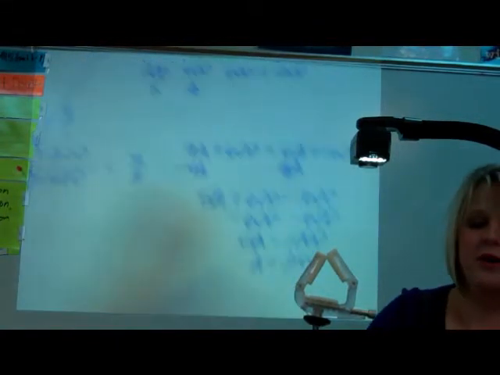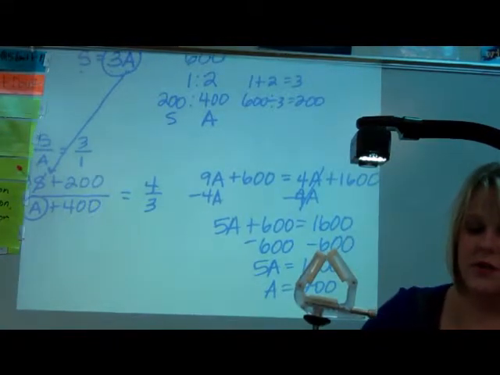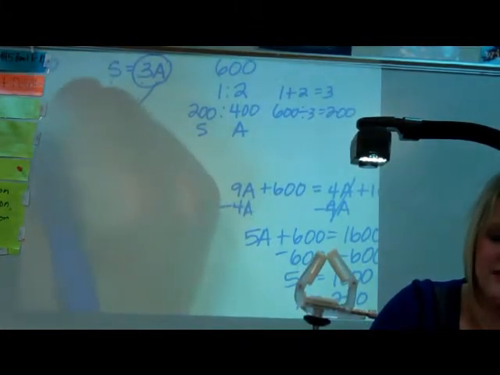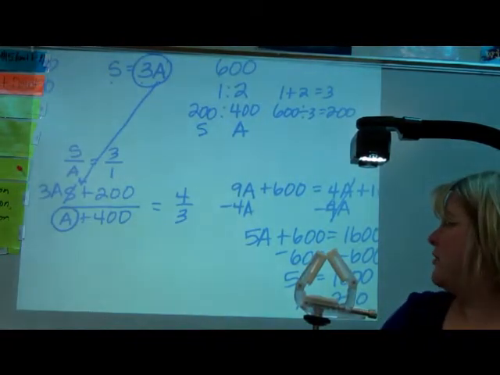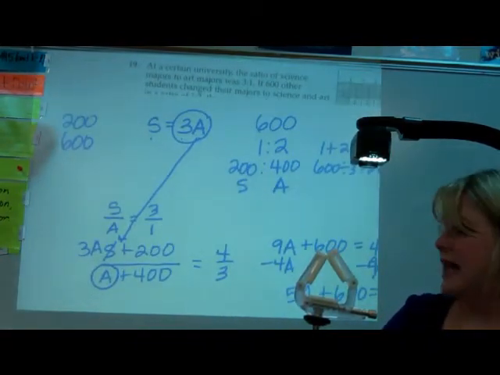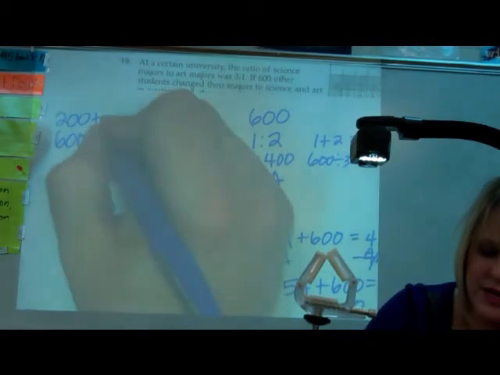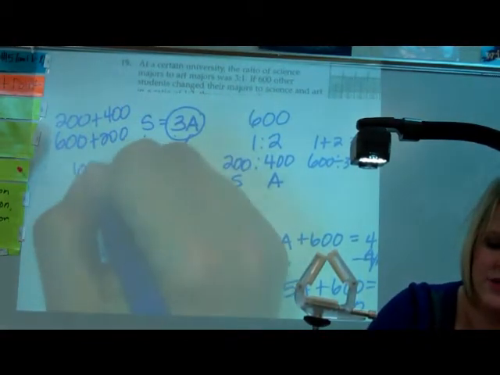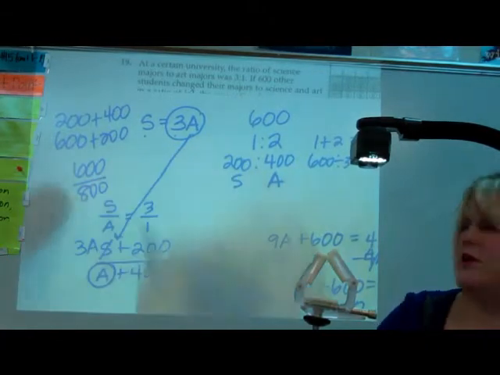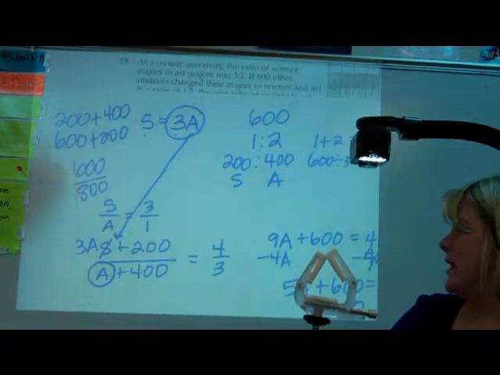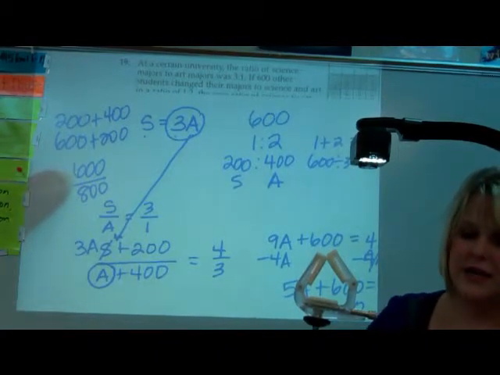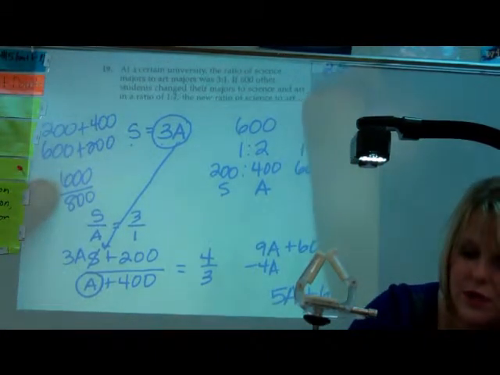So you can go back up here and plug in and make sure that this works. So we're saying originally there were 200 art majors, which would mean that there were originally 600 science majors. That is a ratio of 3:1. And then if you add 400 to the art majors and 200 to the science majors, you do get a ratio of 4:3, 8:6, so 4:3. So that does work out. So the answer would be 200.